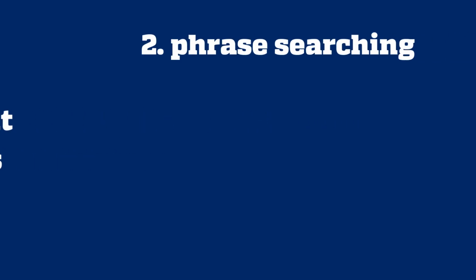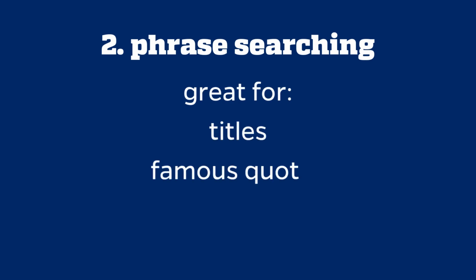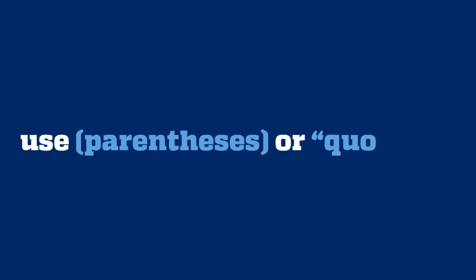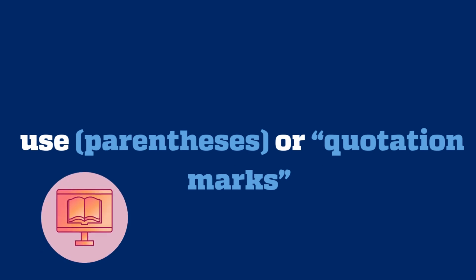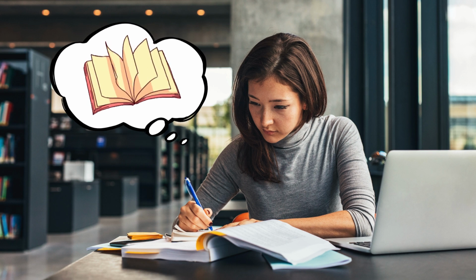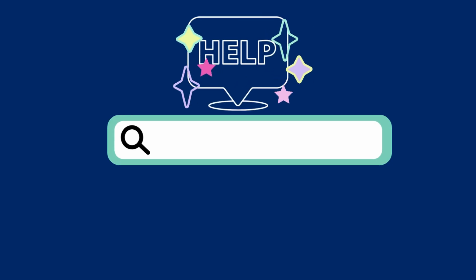Another helpful tool is phrase searching. This can be great for titles, famous quotations, and any terms that need to be connected in a specific order. You can use parentheses or quotation marks to do a phrase search in most databases and in Google. If you're looking for information on Chinua Achebe's novel, Things Fall Apart, for example, you'll run into trouble if you search for it like this. And this is because the database will actually search for those terms like this or like this.